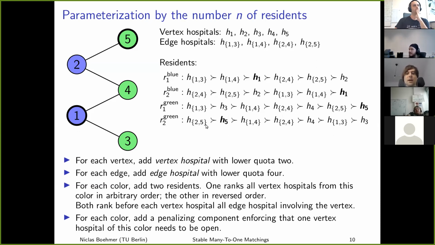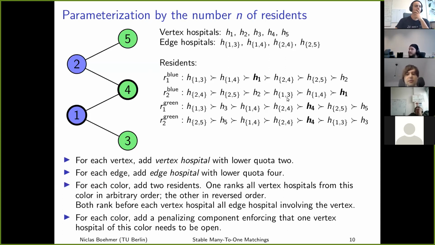And this here now directly says, by noting that each edge hospital has a lower quota of 4, and that each edge hospital occurs in the preferences of exactly 4 residents, because it's only the residents of the color of the two endpoints, we know that all these 4 residents would need to be on board to open the edge hospital. And because we don't have an edge between 1 and 5, this implies that we don't have such a blocking coalition here. You can also directly check this. For example, for the edge H1,3, these 3 residents would prefer this to what they currently have, but the last one does not.